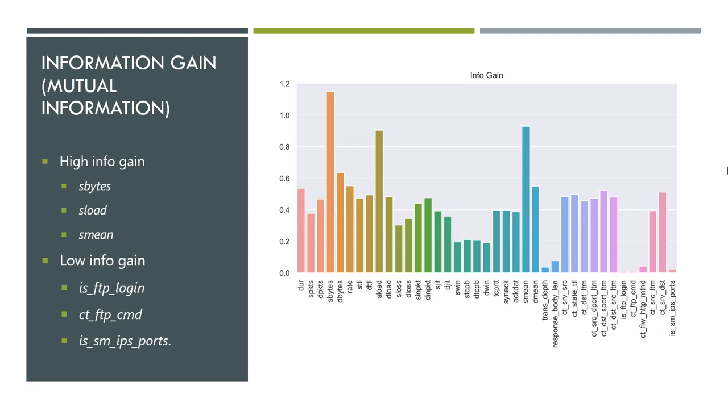Next, we calculate and plot the information gain of the numeric features and observe a few standouts. Among those exhibiting the highest information gain, we find S bytes, S load, and S mean. These features represent the number of bytes transmitted from the source, the number of bits per second, and mean packet size transmitted from the source to the destination. We also notice those providing the least information gain, which include those indicating whether the session was FTP, and if the source and destination use the same IP address and port numbers.